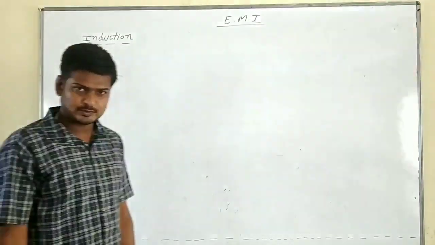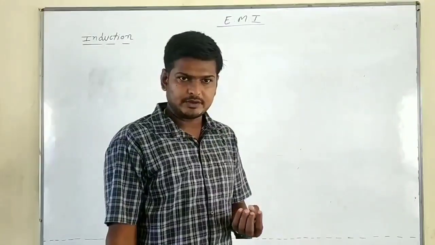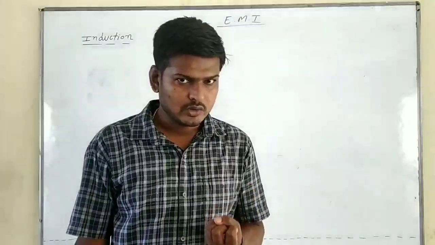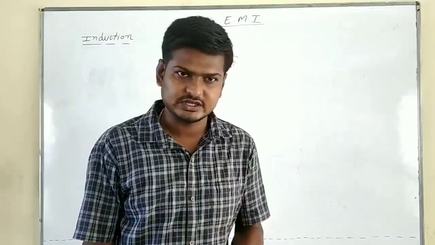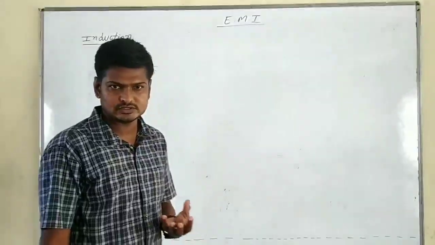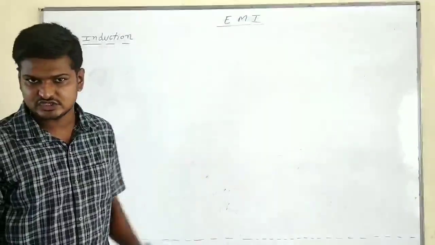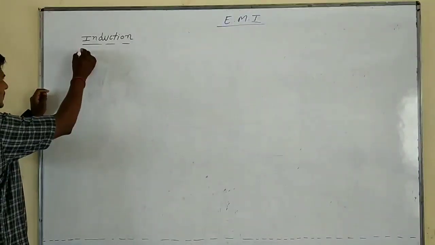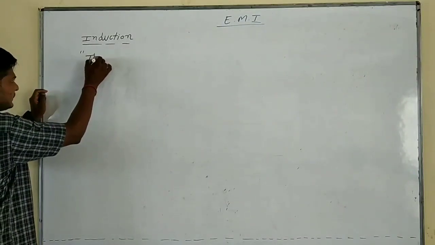Already in Faraday's experiment we saw what happens when the flux changes: an EMF, electromotive force, or current is induced in a coil. This is produced as a current, based on the deflection produced in the galvanometer. In the same way, induction means the process of producing the current.